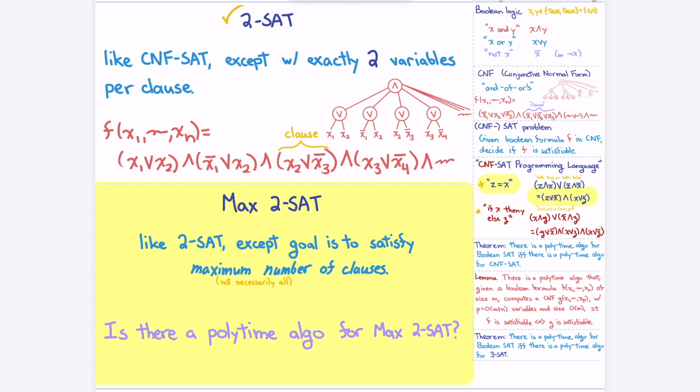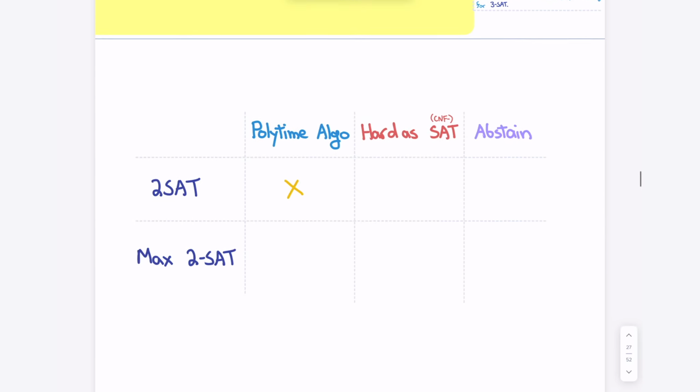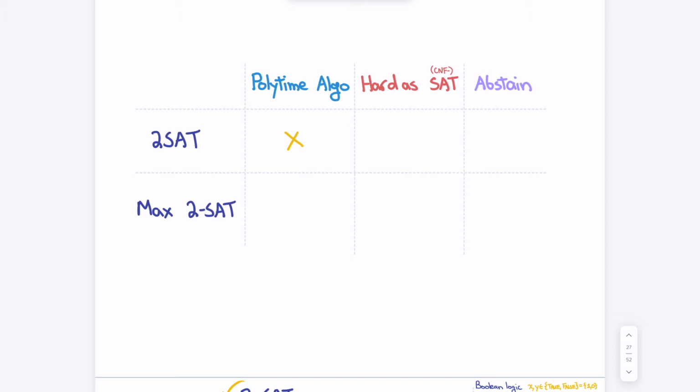All right. So we've done 2SAT. Let's do max 2SAT now. Okay. Same problem as before, except you're trying to satisfy as many clauses as possible. Okay. So given that we got an algorithm for 2SAT, I'm going to take another vote again.